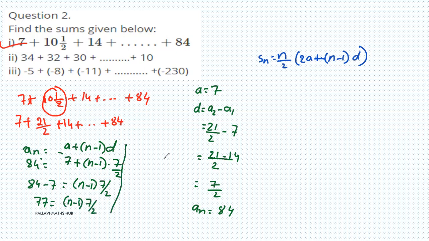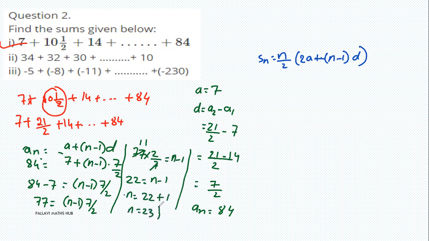In the next step, 77 into 2 by 7 equals n minus 1. 7 ones are 7, 11 twos are 22, equals n minus 1. So n equals 22 plus 1. So we get n equals 23. Substitute your 23, because you need to find the sum.